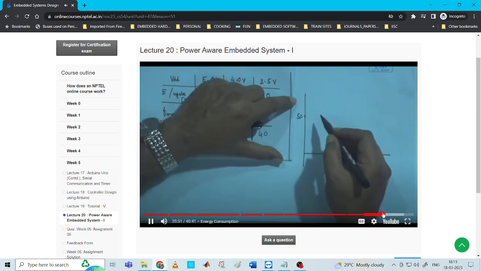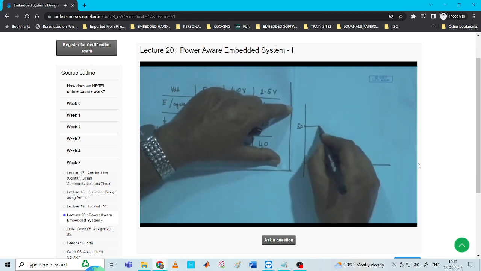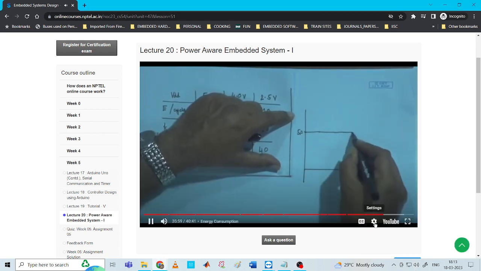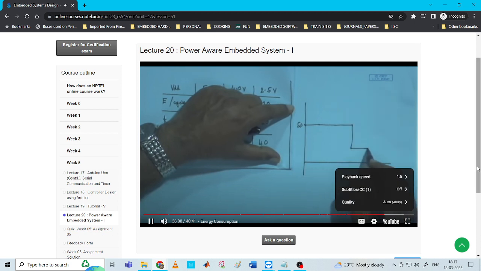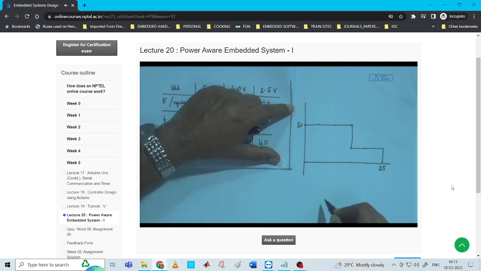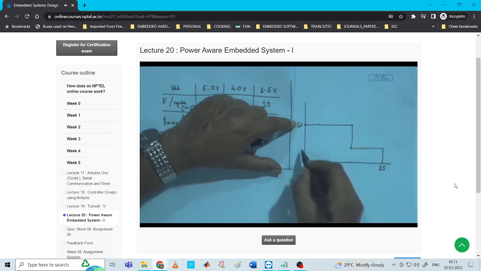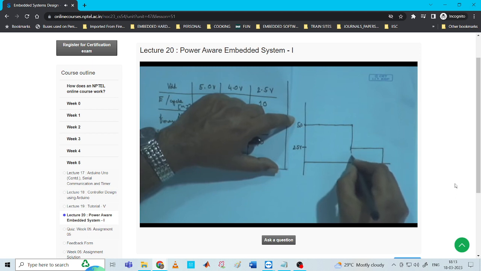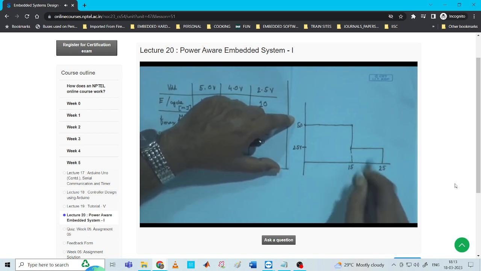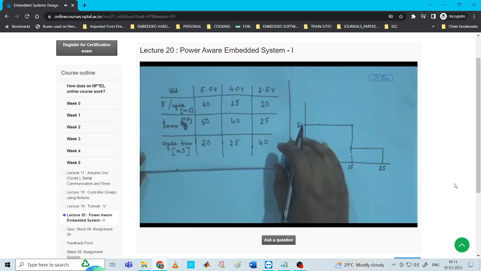Point 0.5 joule. For 15 nanosecond, I run it at 5 volt, and then for the remaining 25 nanosecond. My criteria was to complete it within 25 seconds, right? If that be the case, here I run it at 2.5 volt, and till 15 I run it at 5 volt. What will be my energy consumption?